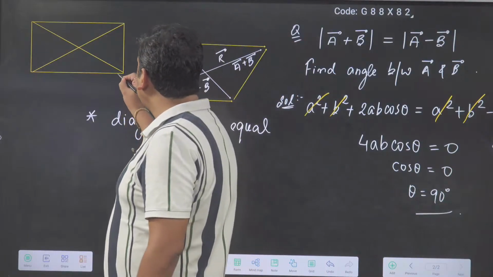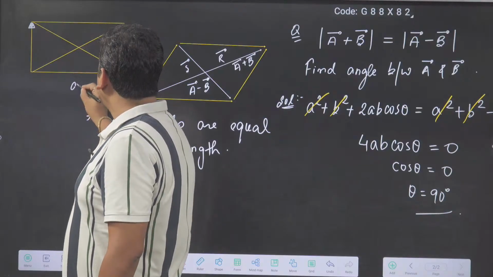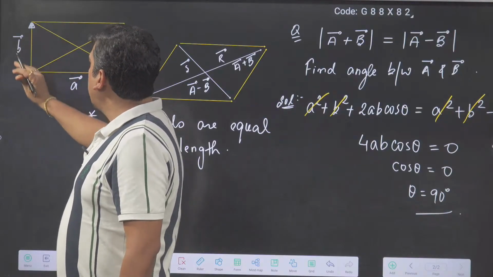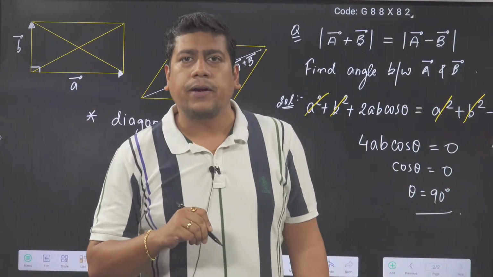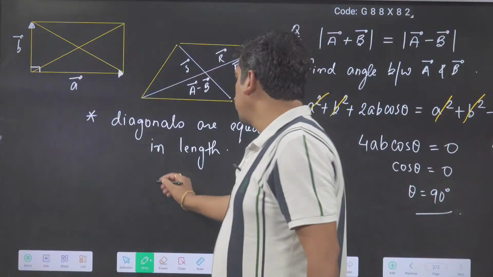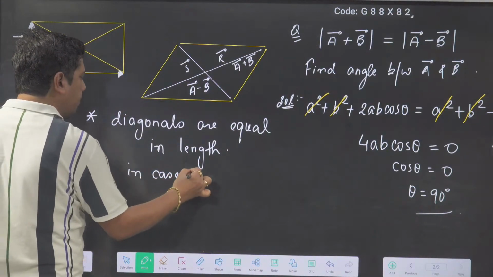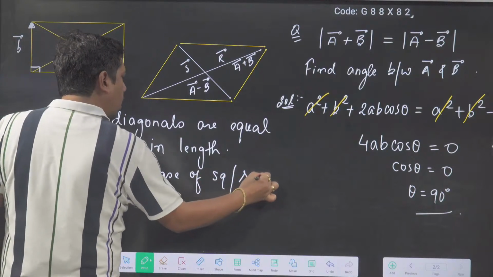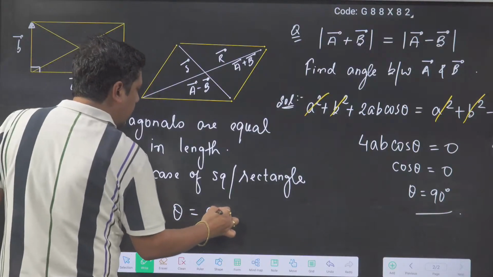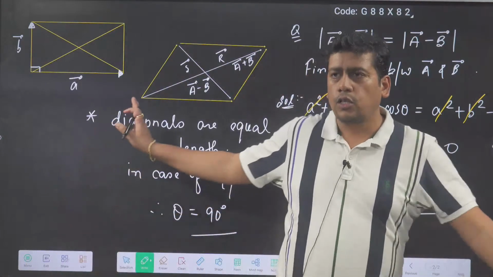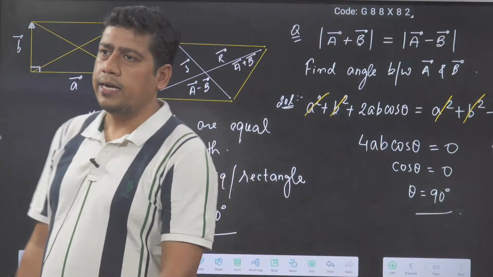So if this is a vector and this is b vector, and it is forming a rectangle, what is the angle between a vector and b vector? It's 90 degree. So diagonals are equal in length in case of a square or rectangle. Therefore, theta is 90 degree. This is also mathematics, but no such calculations are required. You can tell directly.